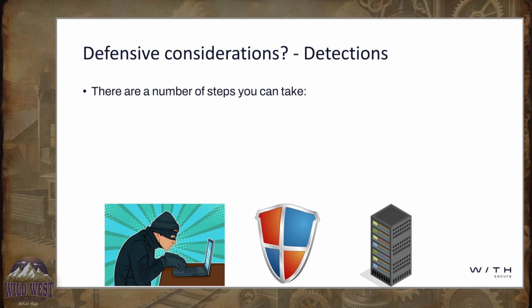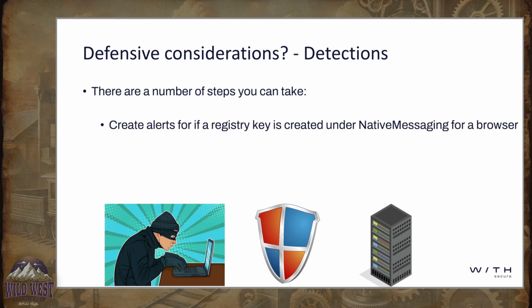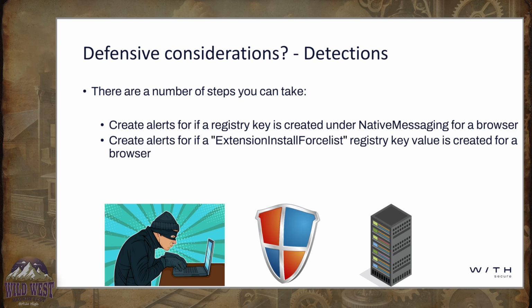And then for the stuff we can't mitigate entirely, we can also put detections in place to catch if we've got threat actors trying the stuff we've mitigated. So we can create alerts for if a registry key is created under the native messaging for a browser. We can create alerts for if the extension install force list registry key is used, because someone's probably forcefully trying to install extensions. We can also create alerts for if --load-extension is used in a command line.